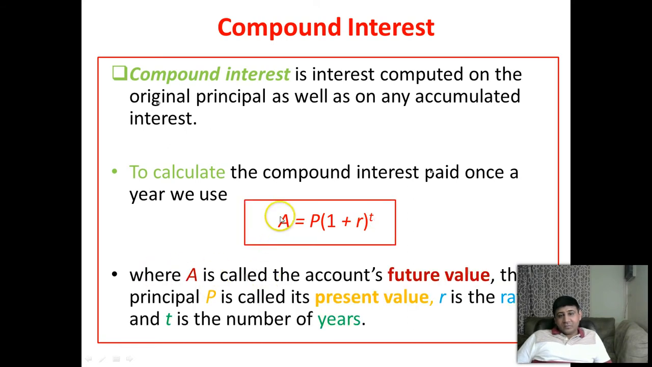A is called the future value of the account, the accumulated value. P is the principal, r is the rate, and t is the time, and it has to be in years as well. So this is the formula.